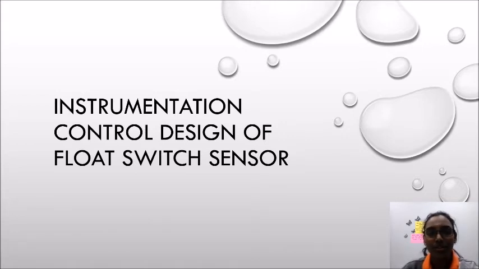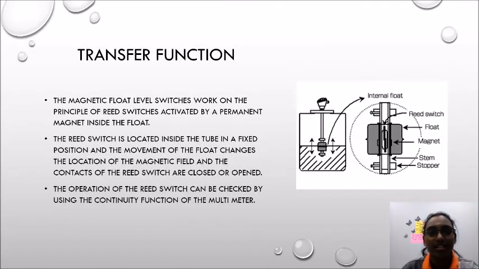Now I am going to continue the presentation of my group, which is Instrumentation Control Design of Float Switch Sensor. First, let's see the transfer function. The magnetic float level switches work on the principle of reed switches activated by a permanent magnet inside the float. The reed switch is located inside the tube in a fixed position, and the movement of the float changes the location of the magnetic field, and the contacts of the reed switch are closed or open.